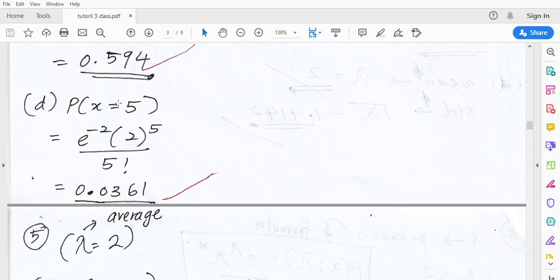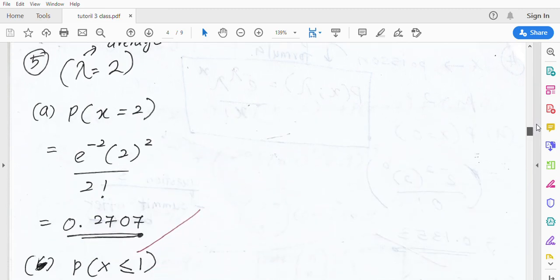Since it's equal, we just find the Poisson probability at x equals 5. So we will get the answer 0.0361. Now we go for number 5.